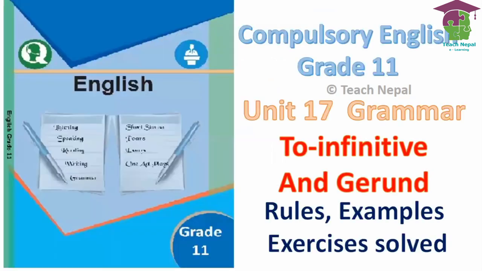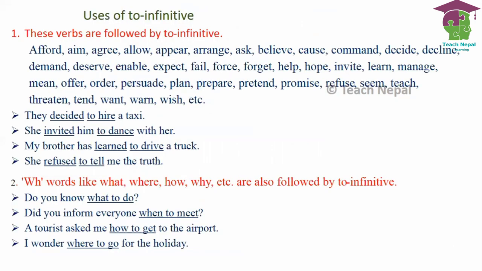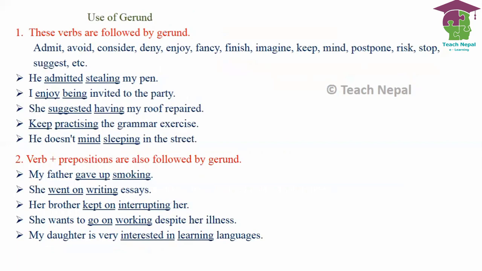Now unit 17. To infinitive and gerund. To infinitive means to plus verb 1, and gerund means the combination of verb 1 plus ing form. So a list is given of which verbs take to plus verb 1: afford, aim, agree, allow, appear, arrange. They decided to hire a taxi, she invited him to dance, my brother has learned to drive, he refused to tell, right? In that way we use to infinitive, and the cases where we use it are here.